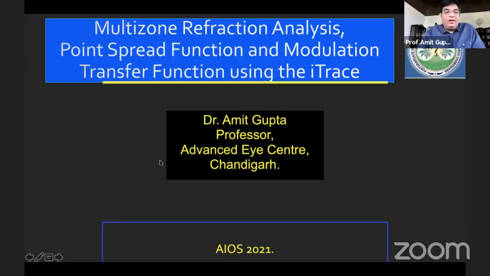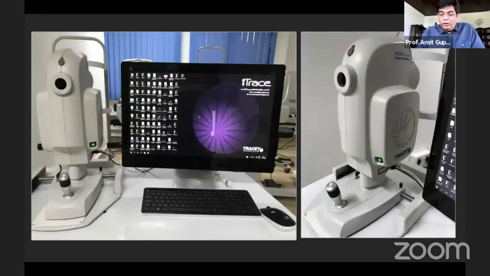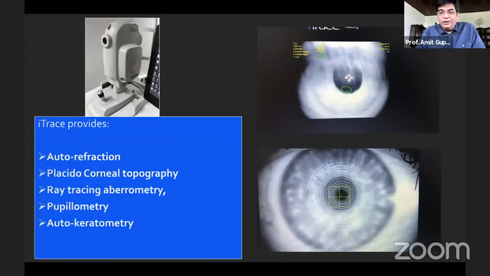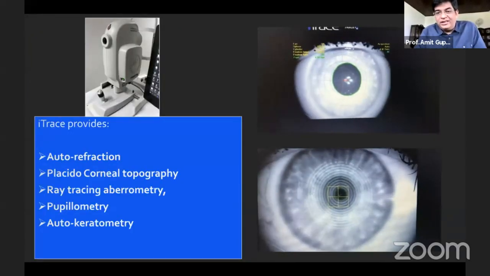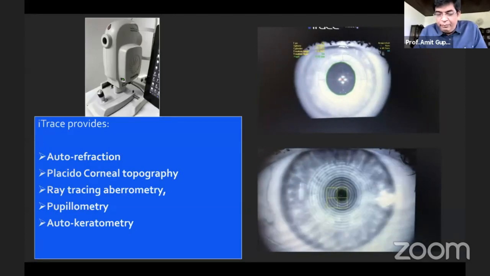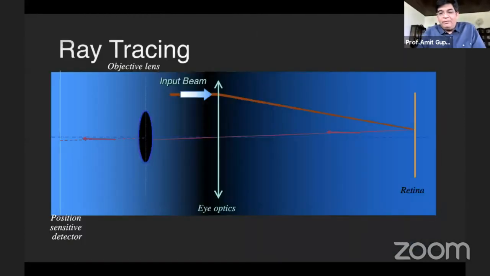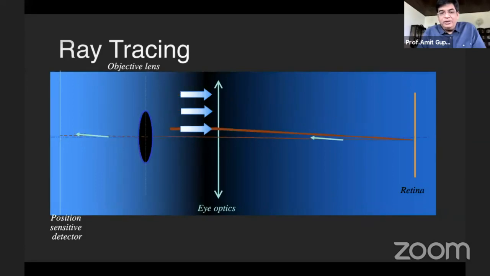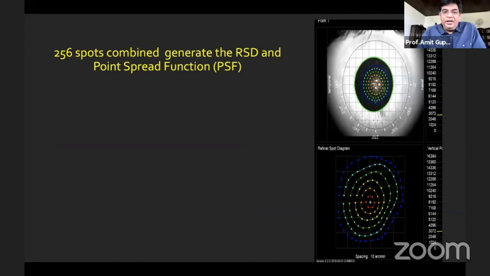I'll be talking about the multi-zone refraction analysis, the PSF or the point spread function, and the modulation transfer function using the iTrace. Now, the iTrace actually captures images through two formats. One is the Placido disc, and the other is by firing infrared beams into the eye. As these individual beams go into the eye, hit the retina, come back and are analyzed, this generates something called the retinal spot diagram.